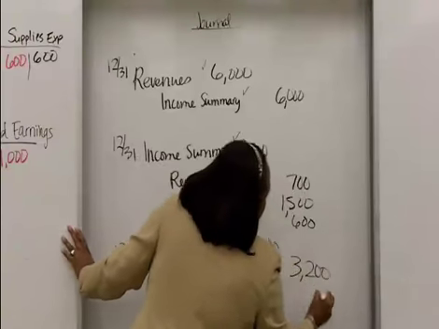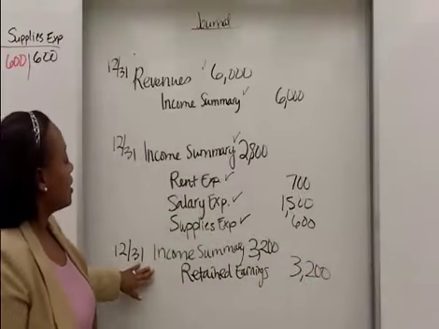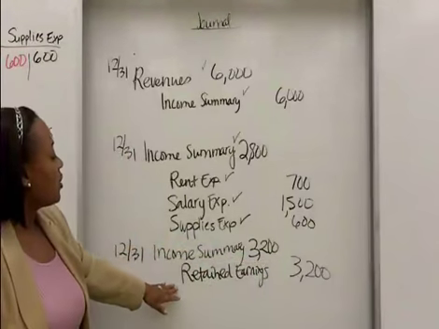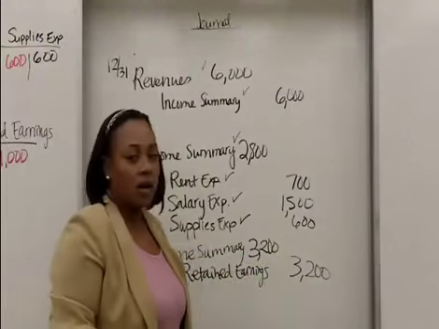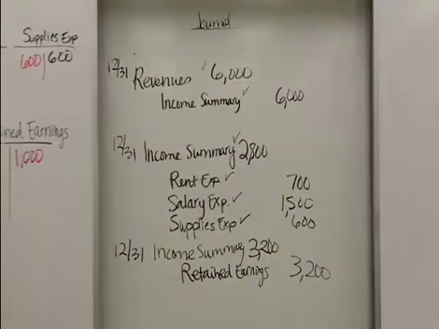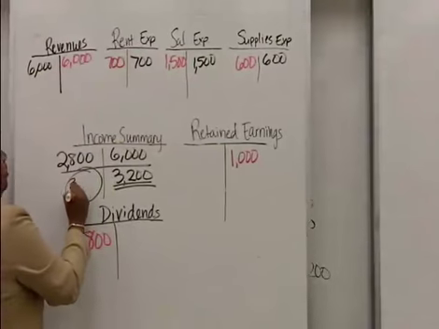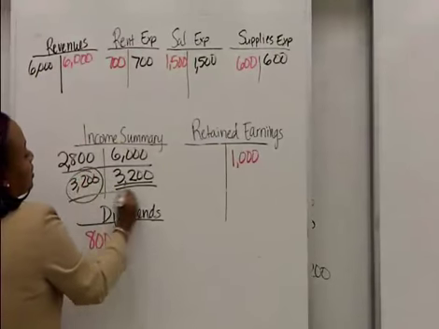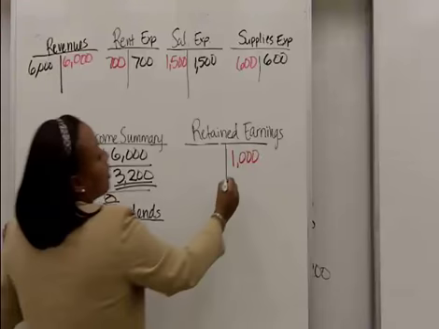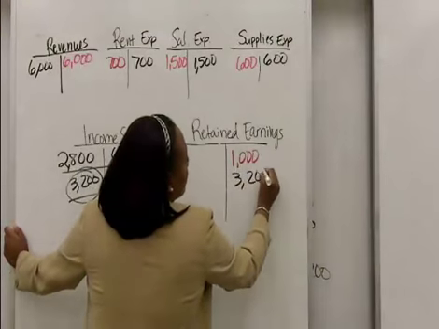$3,200. Okay. So you're debiting income summary for the $3,200, which is the value of the net income, and you're going to credit retained earnings for the $3,200. Okay. When you post it, you're going to put the $3,200 on this side. That's going to bring your balance back down to zero. And now you're going to what? Post it to the retained earnings account.